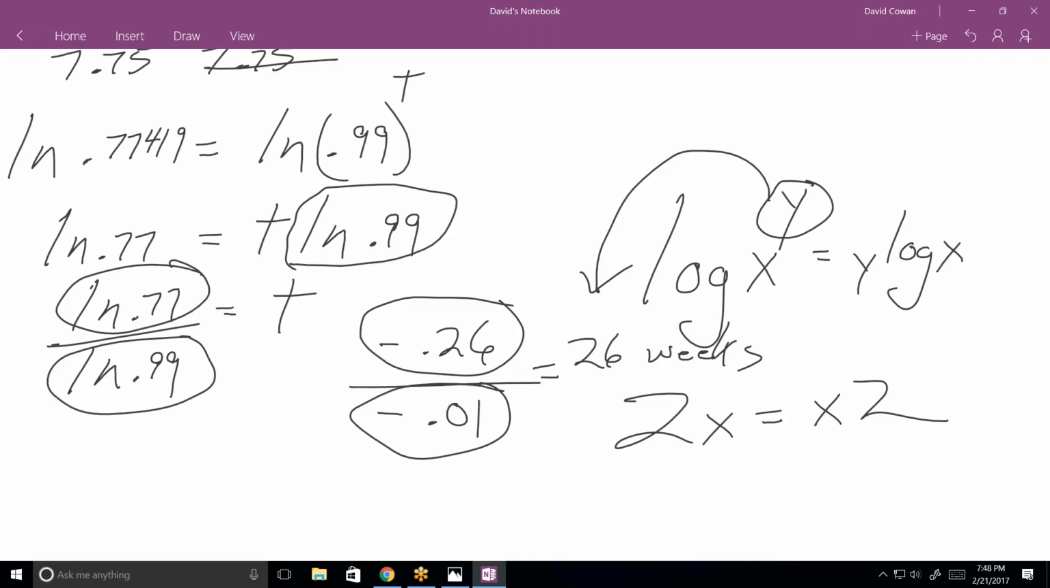So I got control, natural log of 0.77. Let me hit enter on that. Okay, that's negative 0.26. And I have natural log of 0.99. I get 0.01005, and 1 divided by the other gives you 26.